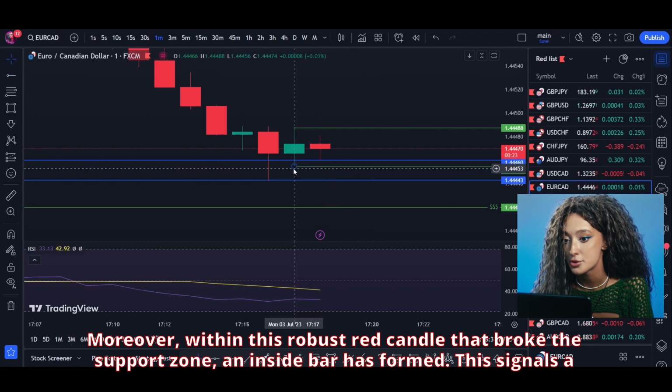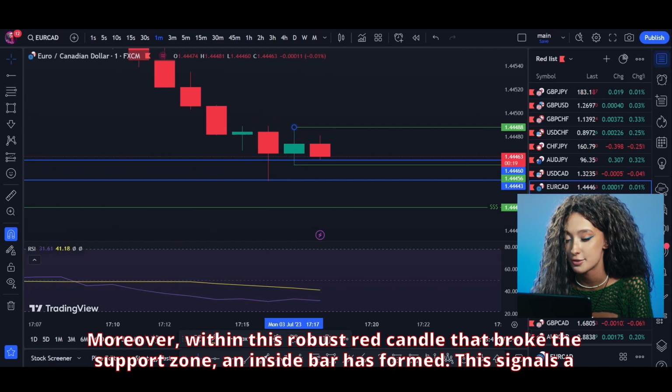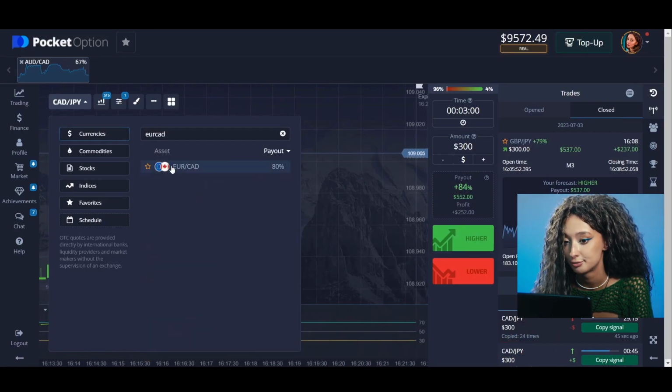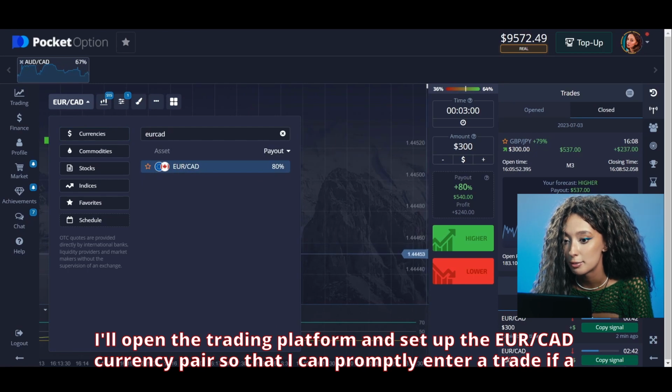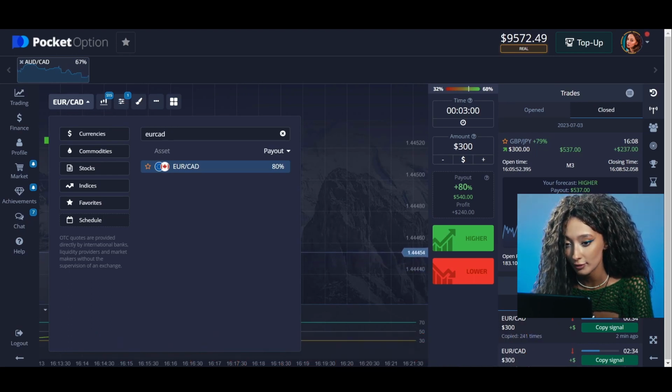Moreover, within this robust red candle that broke the support zone, an inside bar has formed. This signals a potential opportunity for a bearish trade. I will open the trading platform and set up the euro-CAD currency pair so that I can promptly enter a trade if a bearish pattern emerges.